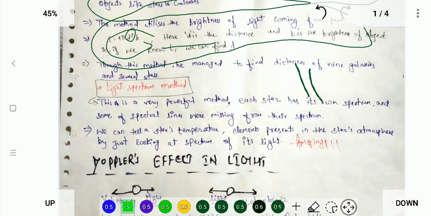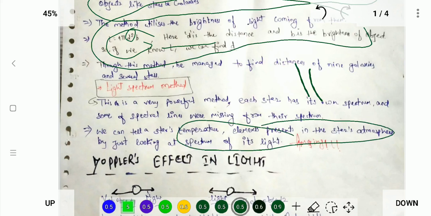Each star's light has its own unique spectrum. If we examine the spectrum of each star, we find some spectral lines, some wavelengths just missing, and they can tell the star's temperature, the elements present in the star's atmosphere, whether it is survivable or not, whether it has planets or not. Everything we can tell by looking at the spectrum of light coming from the star.